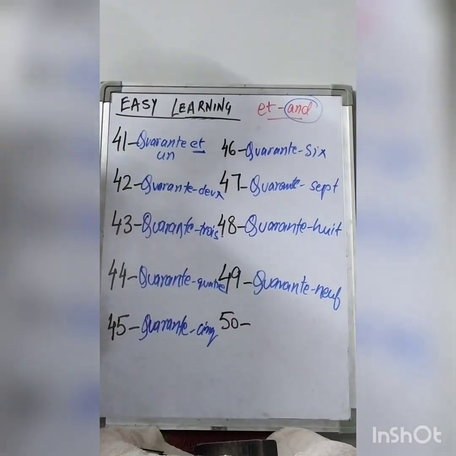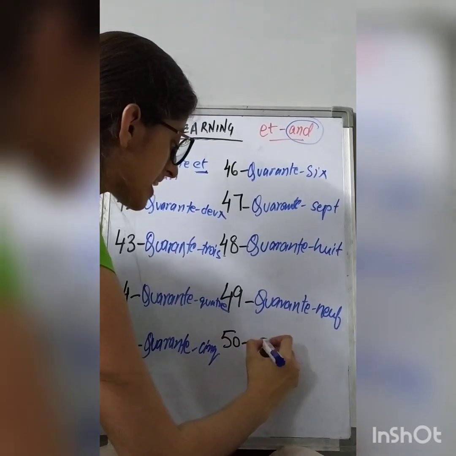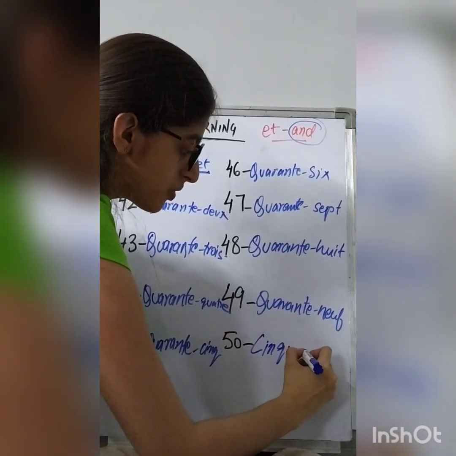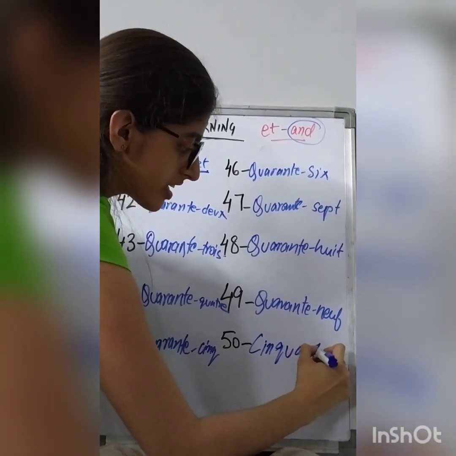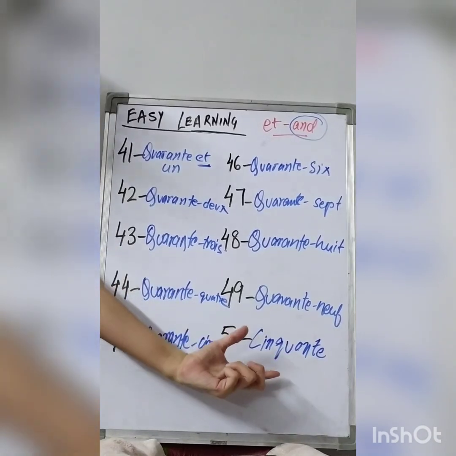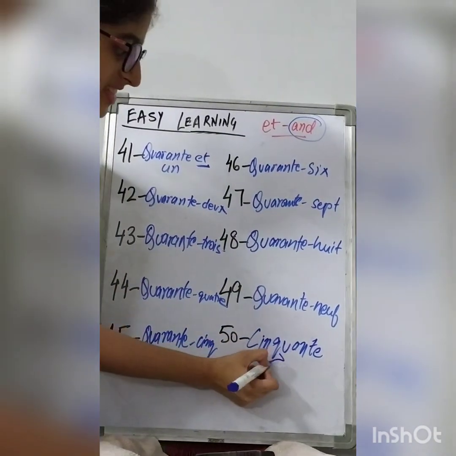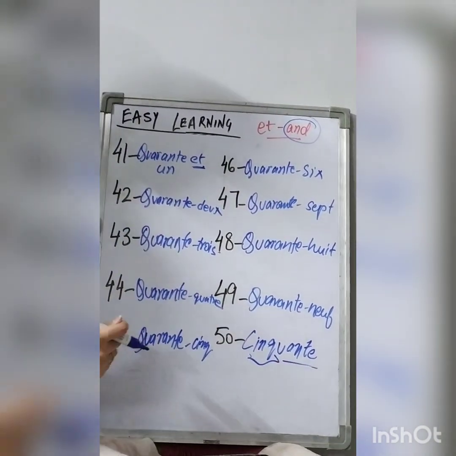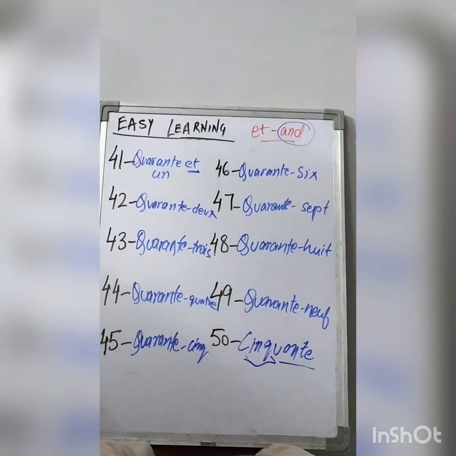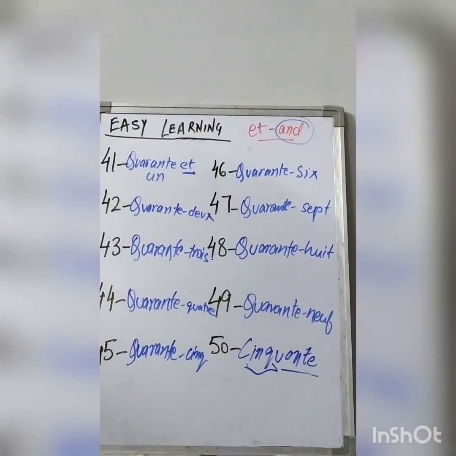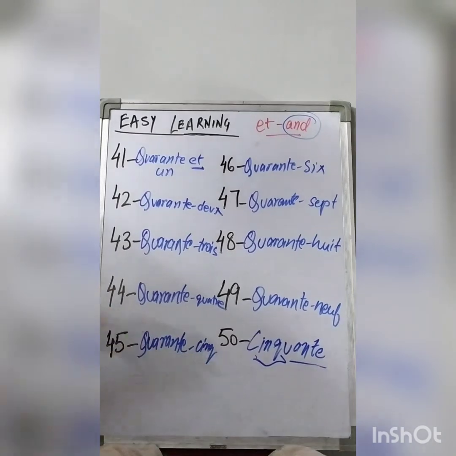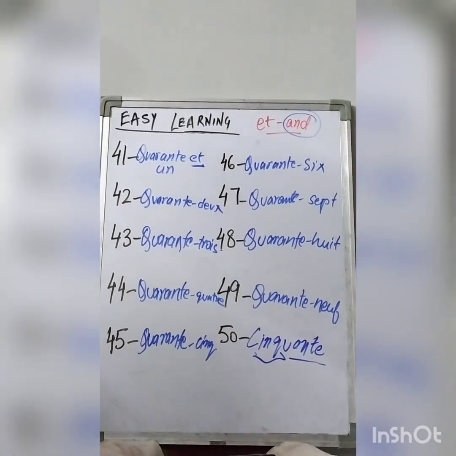So now how do we write it? We write it as C I N Q U A N T E, cinquante. Cinq is for five, cinquante, right? So 50 is C I N Q U A N T E. Now we have done from 41 to 50, and now let's proceed to the next set.